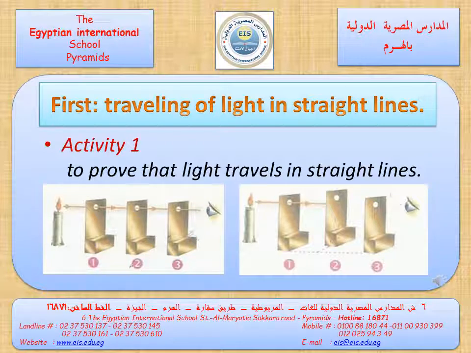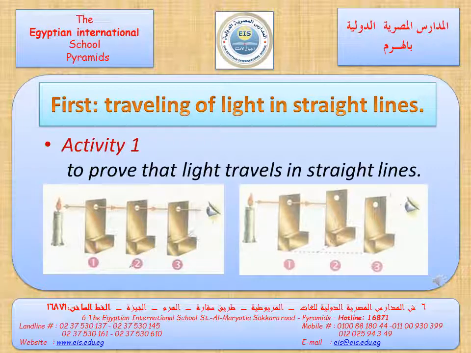To prove that light travels in straight lines, we will make a small activity in which we will bring 3 wooden or curtain screens. Each one has a centered hole. Then we will put them in a row in front of a lighted candle as shown in the picture, where all holes and the flame of the candle are on the same straight line. What will we observe? We will observe that we can see the flame of the candle. Then light travels or propagates in straight lines.